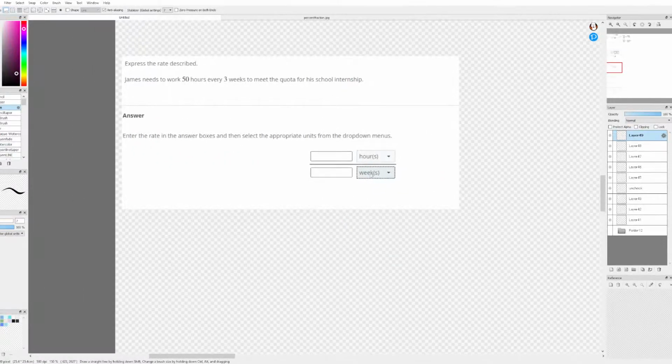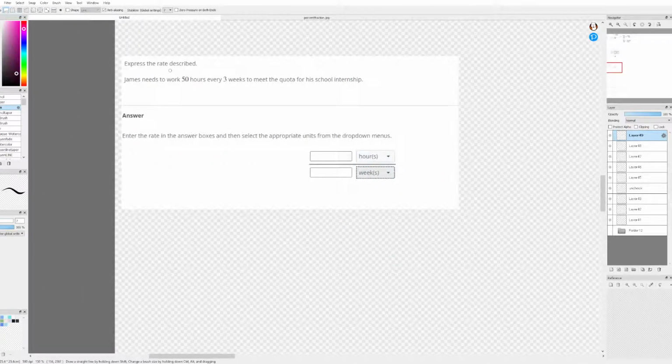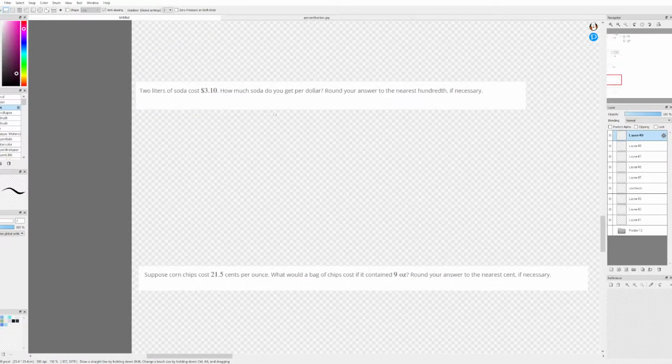This one is asking us to express the rate described. So 50 hours for every 3 weeks to meet the quota for a school internship. It doesn't matter which one you put on top or bottom as long as you have them correct. So 50 hours every 3 weeks, and that's simple.